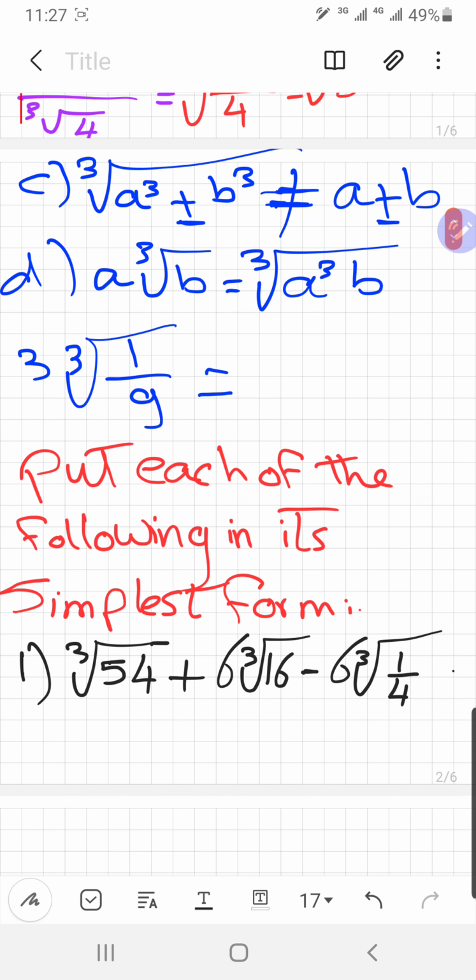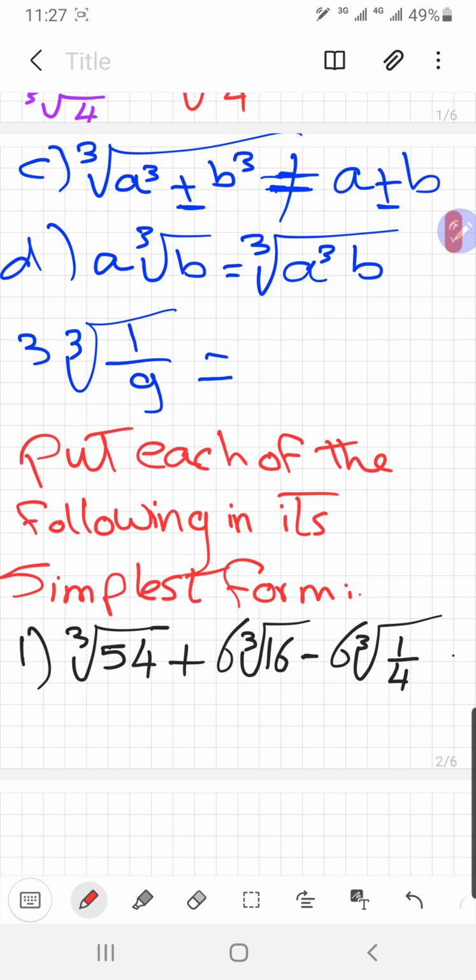Now let's take the other remark. Here, if you have the cubic root of a to the power 3, positive or negative, b power 3, not equal to a positive or negative b, then a times cubic root b equals a. When I put a under the cubic root, it will be a to the power 3 times b.